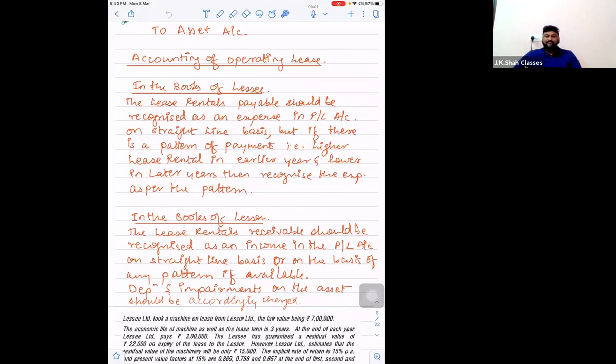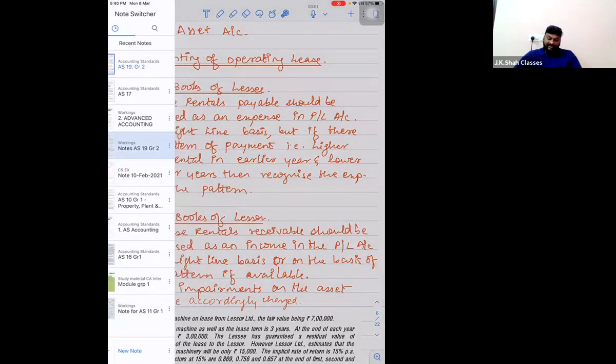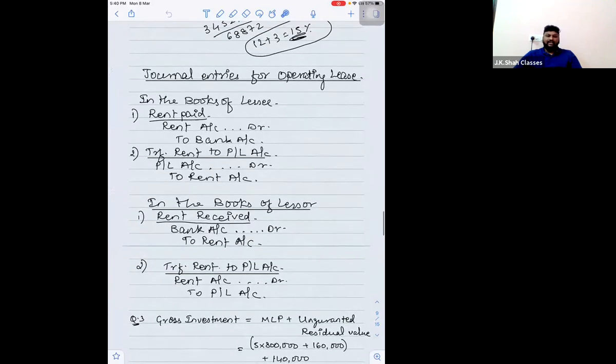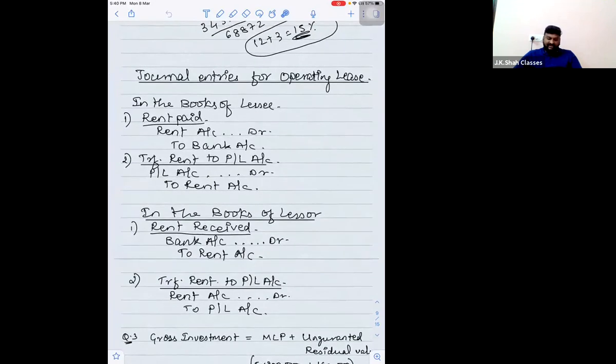Simple point. Don't even expect anything with respect to operating lease in the exam. They will never ask you any question based on operating lease because the treatment is that simple. So what journal entries will come, sir? These are the basic journal entries that you have already seen in your CA foundation level or your 11th or 12th standard level. I've written it in the PDF that I'm going to share with you today. Journal entries for operating lease.